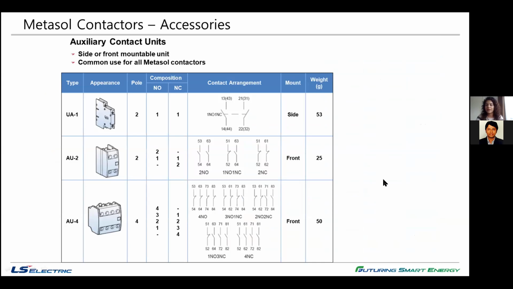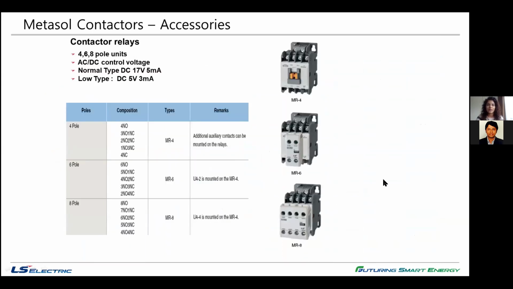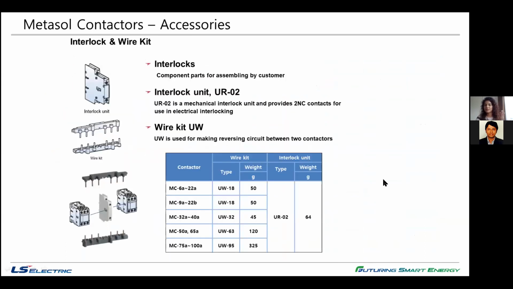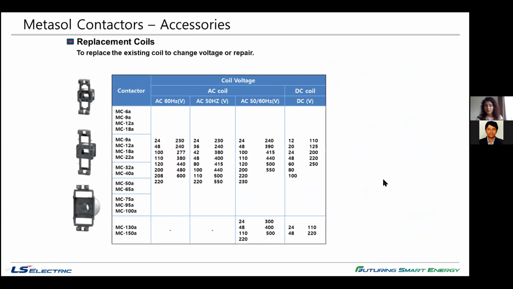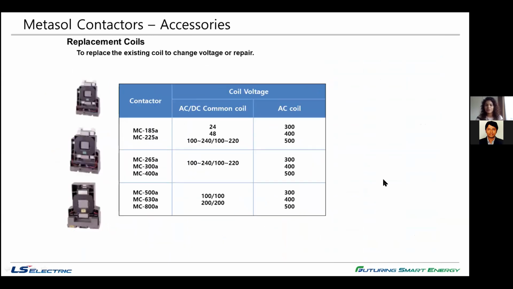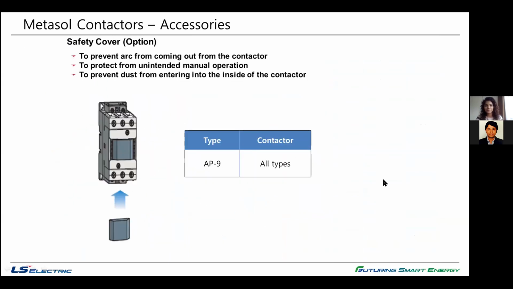Next, auxiliary contact units are side mount or front mount aux units. We have contactor relays with 4, 6, 8 poles with AC and DC coils. This is similar to the reversing contactors. We have interlock unit, wire kit, surge units, replacement coils for AC-DC coil available up to 800 ampere frame size.